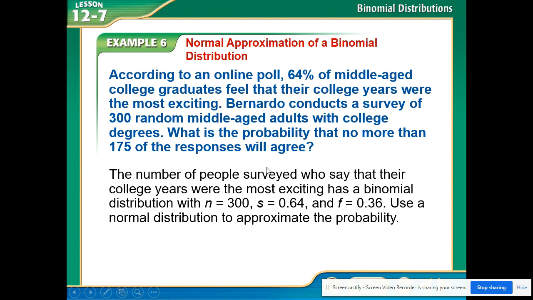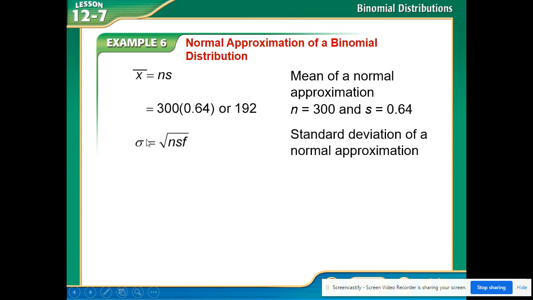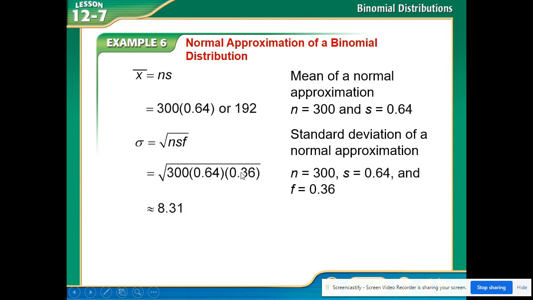So we're going to use this normal distribution to approximate the different values. So we have to find our different values. We have to do our x-bar and our standard deviation. So x-bar is n times s, so 300 times 0.64 or 192. We also have to do our standard deviation, plug those values in, take the square root of it, and we get about 8.3.